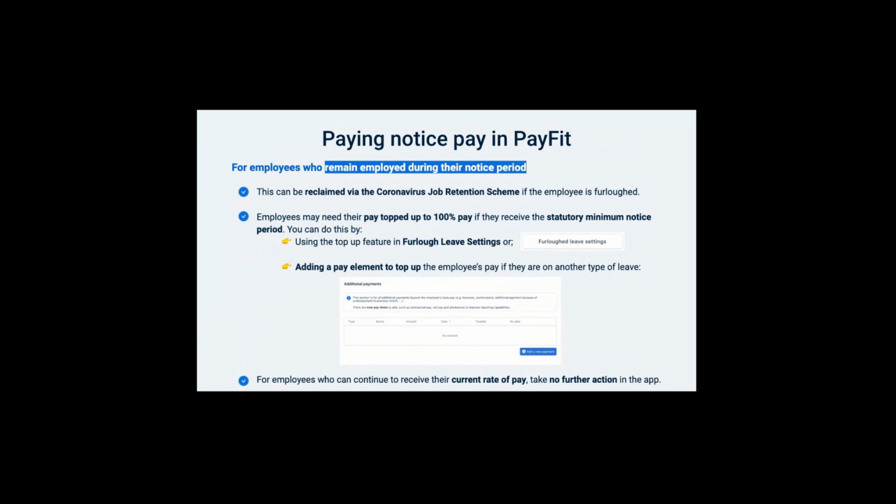Now, if your employee does require full pay because they need the statutory minimum notice period, there are two options available to you. The first is that you can use the top-up feature in the furlough leave settings to increase the employee's pay to 100% for their notice period, and that will allow the employee to receive 100% of pay. If your employee is on a different type of leave, for example, a period of unpaid sick leave, you can use an additional pay element to input the equivalent of their notice pay so that the employee receives the correct amount in the payroll.